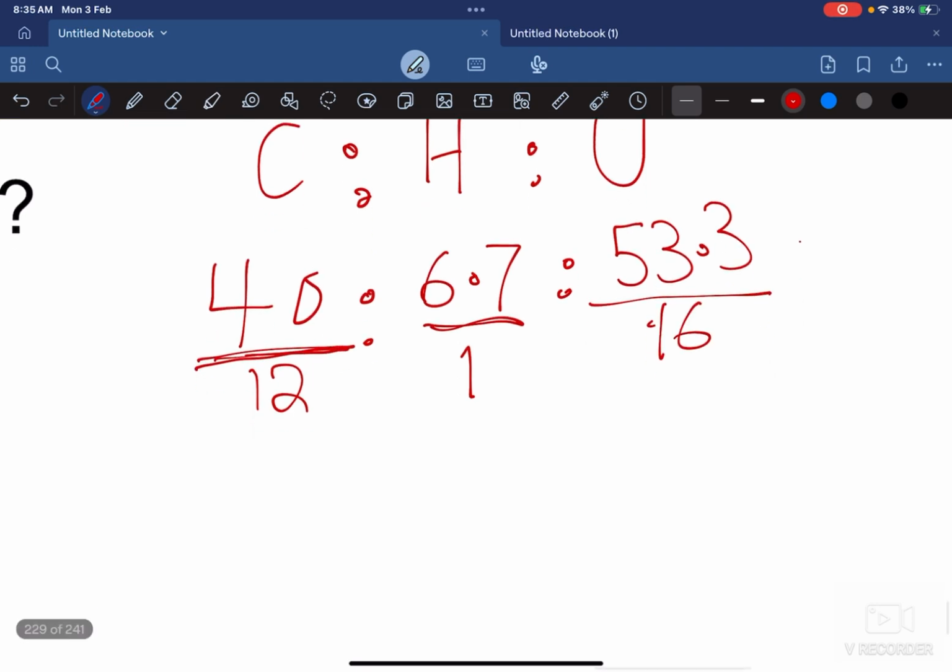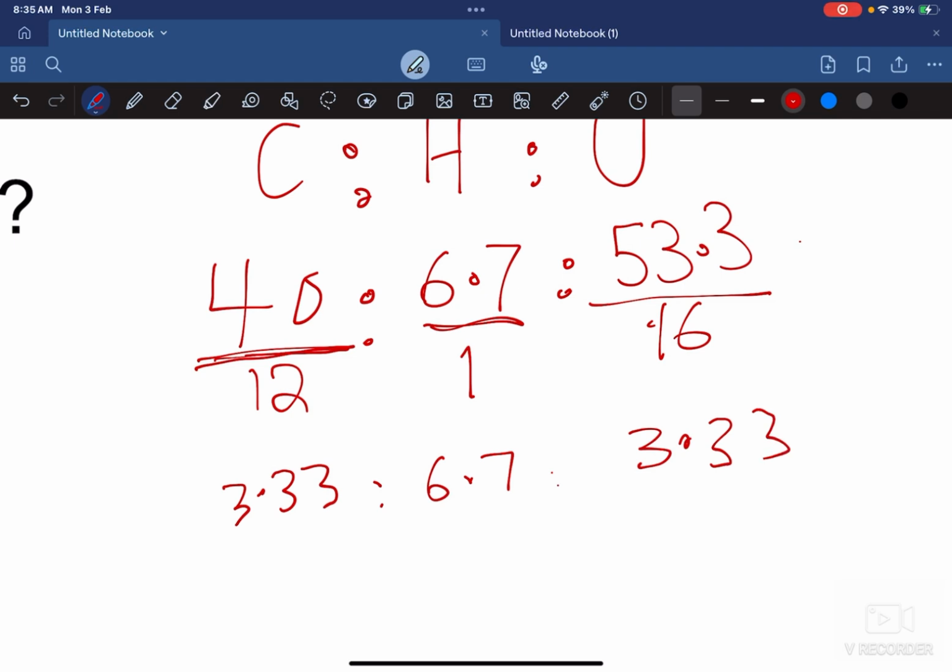Now just do simple maths and get your answers. 3.33 for carbon. 6.7 for hydrogen and divided by 16, 3.334 for oxygen as well.